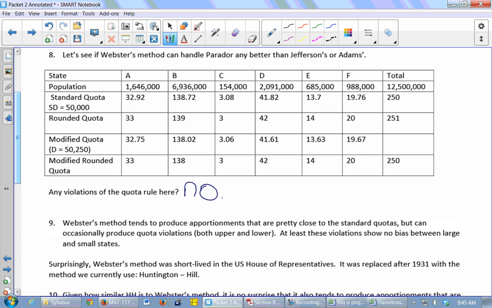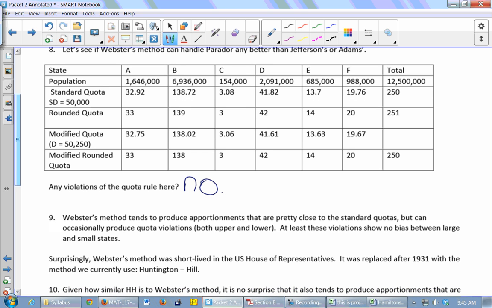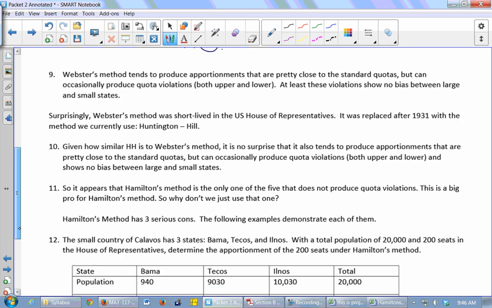So it turns out that Webster's method tends to produce apportionments that are pretty close to the standard quotas, right? So if your standard quota is 32.92, it tends to give you 32 or 33, a number close to your standard quota. But it does occasionally produce quota violations, both upper and lower. But these violations at least show no bias between large and small states. So it can, less frequently than Jefferson's and Adams' method, sometimes produce quota violations. They're both upper and lower, and it doesn't favor large or small states. So that seems like a good compromise between the two methods.